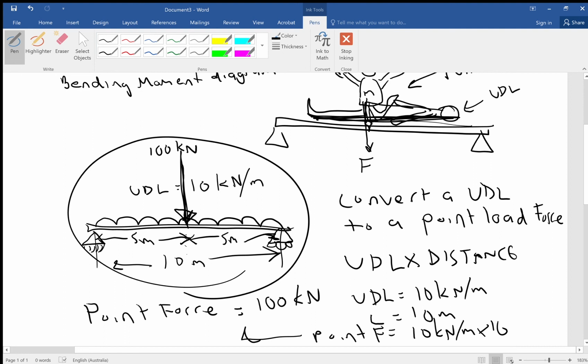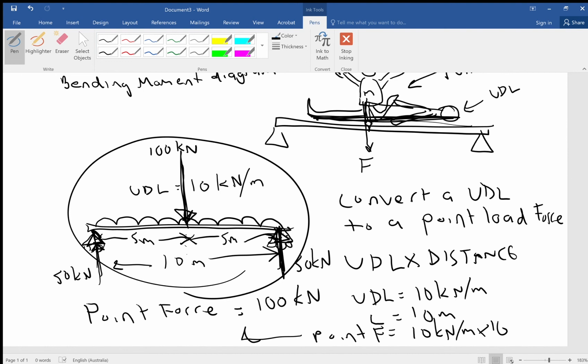And the only other thing that you would need to know then is, well, what are the reactions at each support? We know that because it's symmetrical you would have 50 kilonewtons acting up at this support, and you would have 50 kilonewtons acting up at this support. And that's how you convert a uniformly distributed load to a point load.